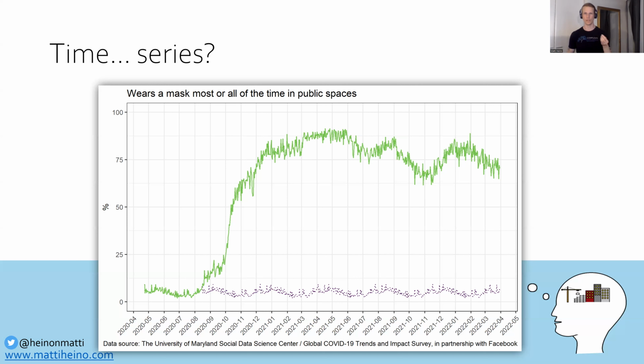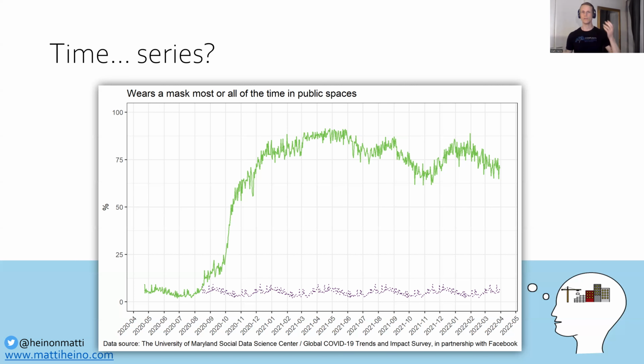And what they provided openly was the percentage of people who responded that they wore a mask always or almost always in public spaces, for example. So you get different responders every day, but when you take the percentage of those respondents that answer above a certain threshold, you get a sense of how this mask use developed in the society across the pandemic.